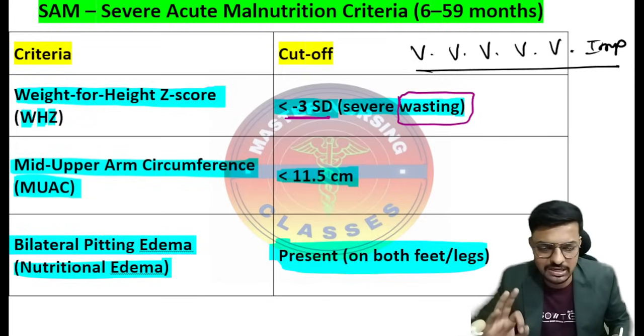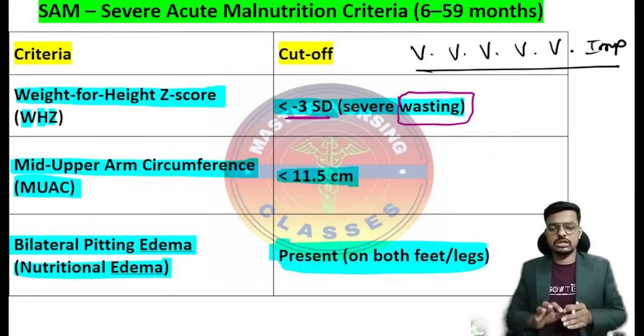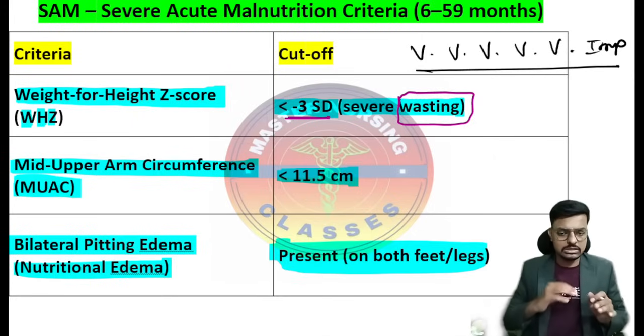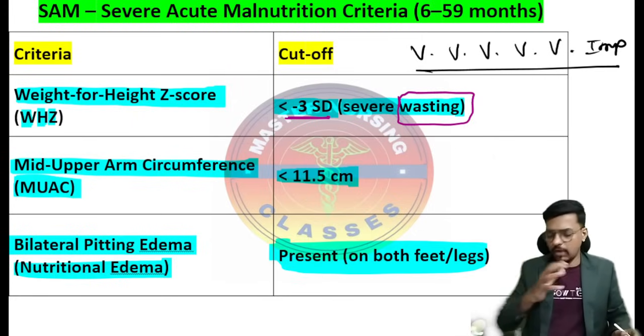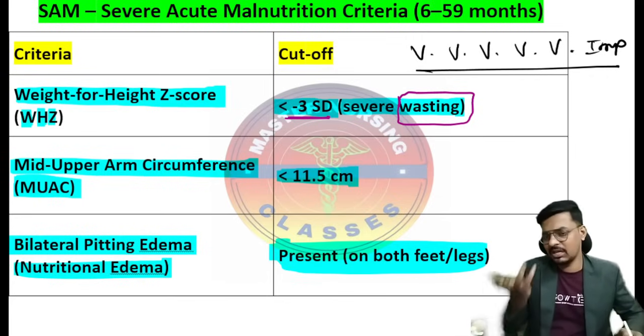So this is our very important exam question. Weight for height according to Z score is less than -3 standard deviation, mid upper arm circumference is less than 11.5 centimeter, and there is bilateral pitting edema due to protein deficiency. Malnutrition means protein deficiency, calorie deficiency.